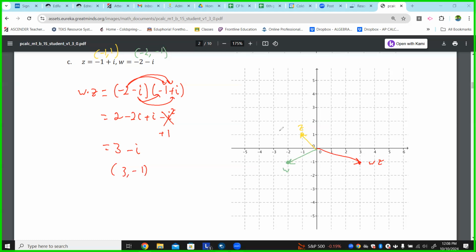And we'll look at this one here. What can you tell me about the argument of Z, the argument of W, with the argument of W times Z? What can you say about a relationship there? Huh? It increases. I like it. What else do you notice? What do you mean by that? Ooh, not multiply, but add it.